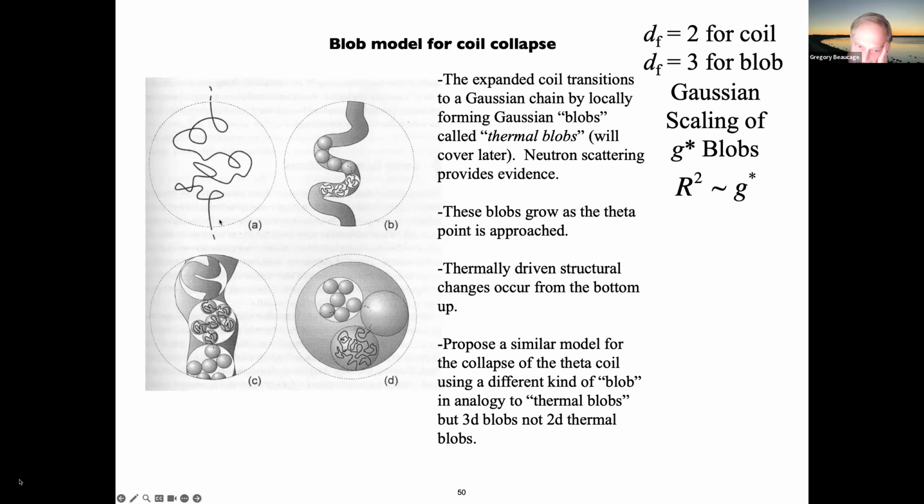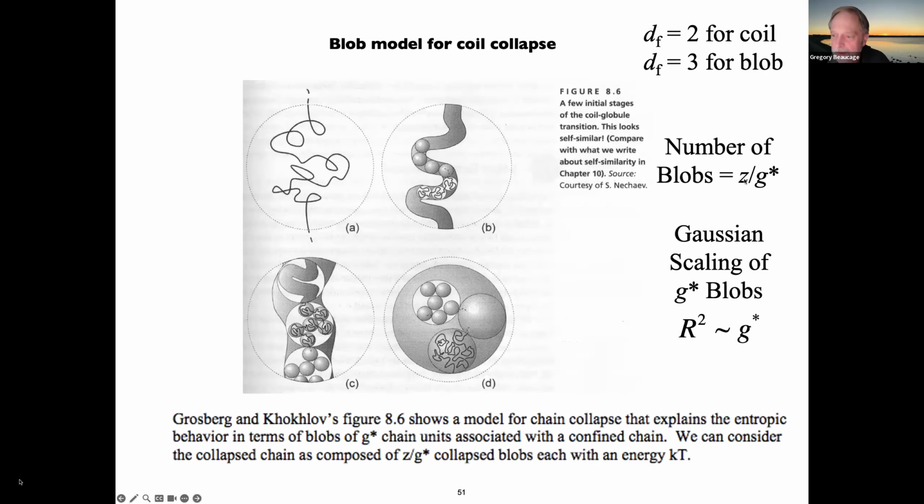And so that's how you can get a continuous transition, if you have this introduction of a new size scale in the structure. So if you do that, how many balls are there? There's G star balls, where G star is the size of a ball. Z is how many units you have in the chain. Z divided by G star gives you the number of blobs.